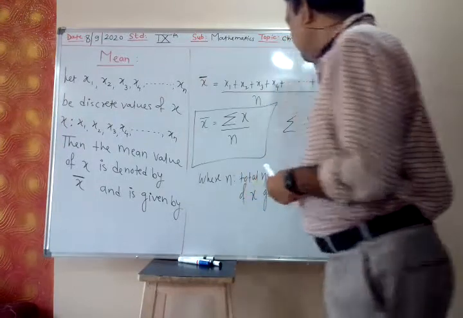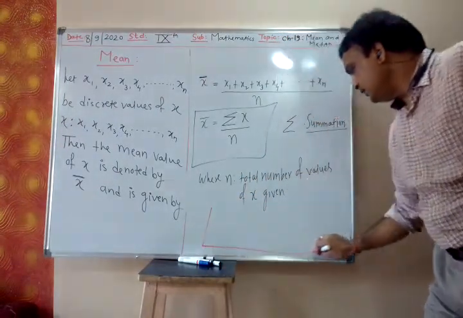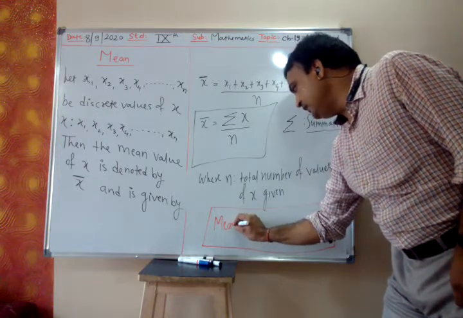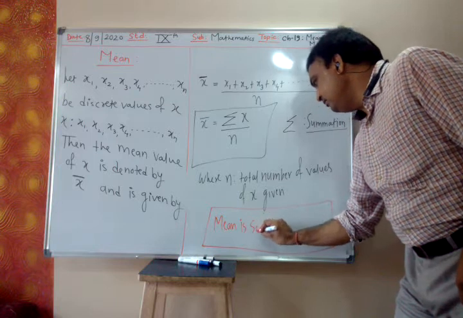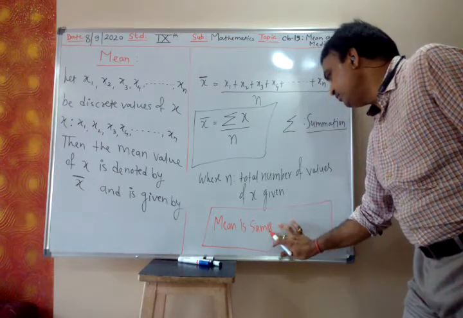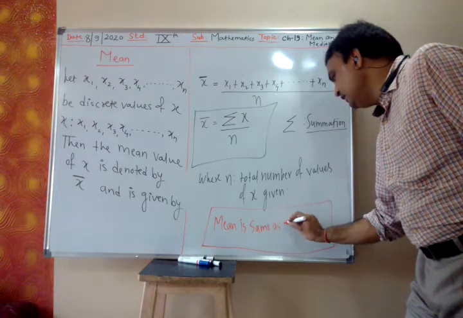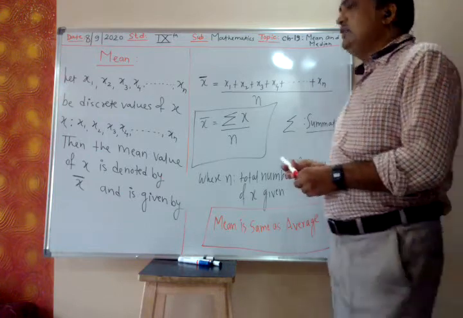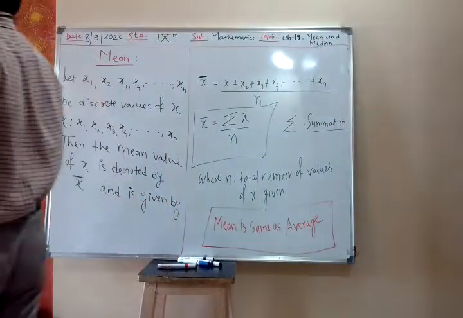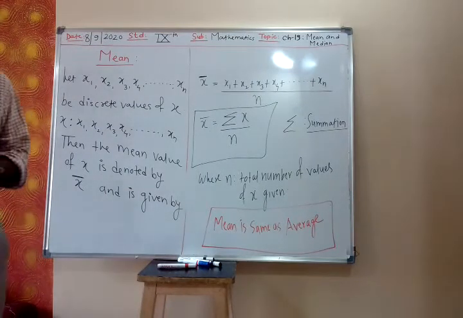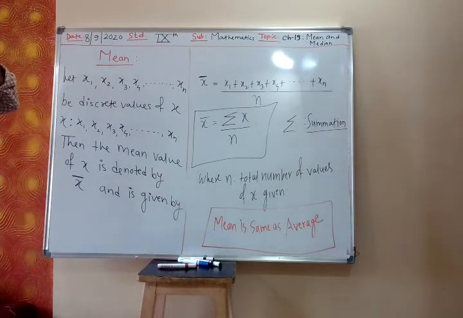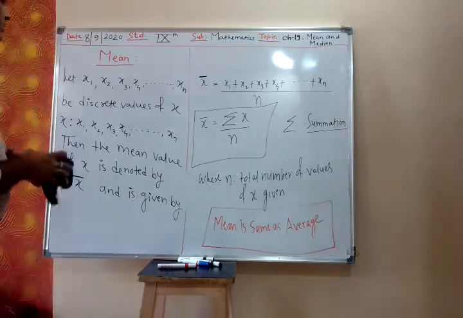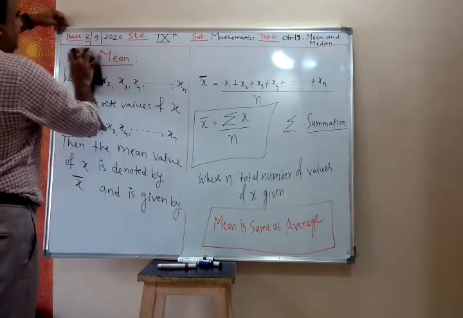Now this you write in the box, and remember this mean is the same as average. In some textbooks they use the word mean, and in some textbooks they use the word average. So finding the average value is the same as finding the mean value.